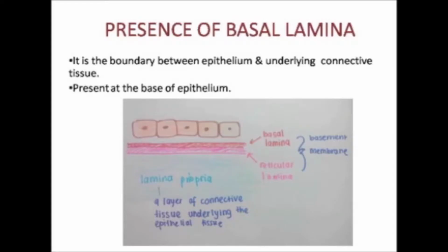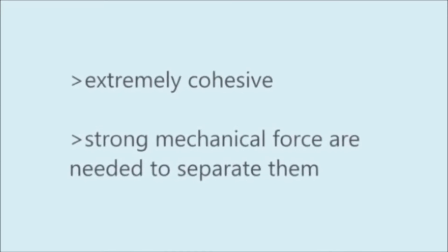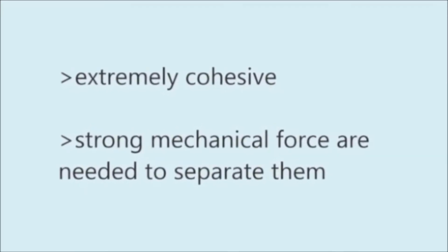So the second general characteristic of epithelial tissue is presence of basal lamina. It is the boundary between epithelium and underlying connective tissue. It is present at the base of the epithelium. So the last is cohesion among epithelial cells. Epithelial cells are extremely cohesive, so strong mechanical forces are needed to separate them.